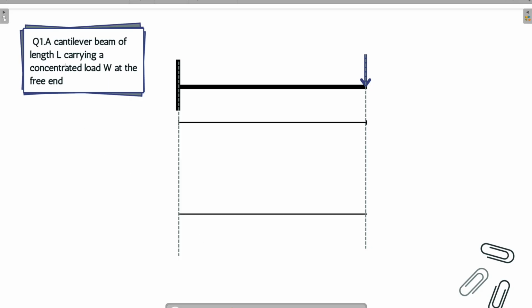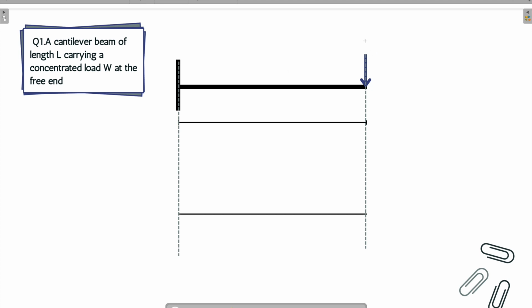A cantilever beam of length L is carrying a concentrated load W at the free end. Now this is the same question which we have dealt with in the previous chapter, and in the previous chapter, I have solved this question from the right hand side as well as from the left hand side of the section. And also, I have used the conventional method and the shortcut method for solving the question. So, if you haven't seen the first lecture, I would request you to please go through the first lecture first.